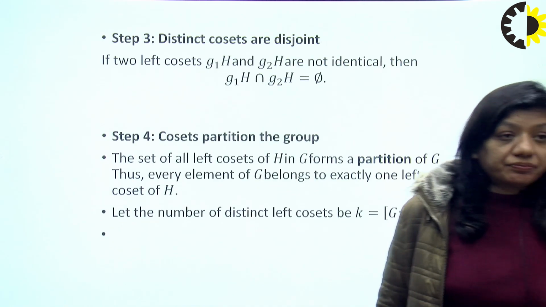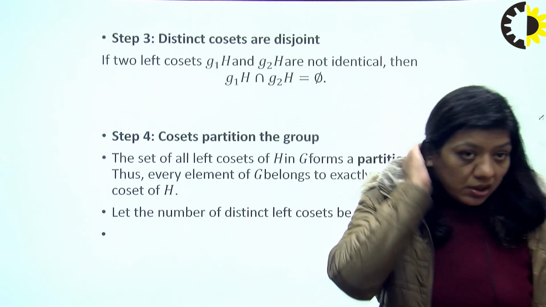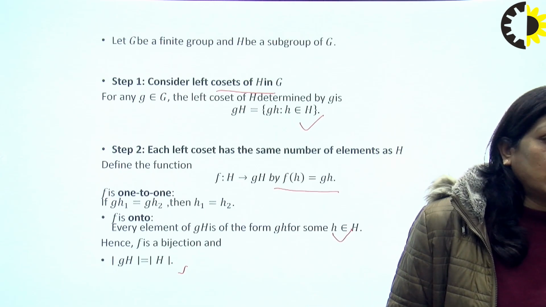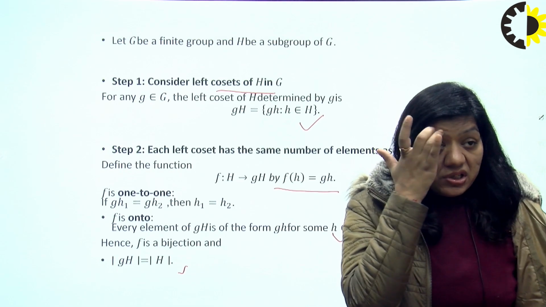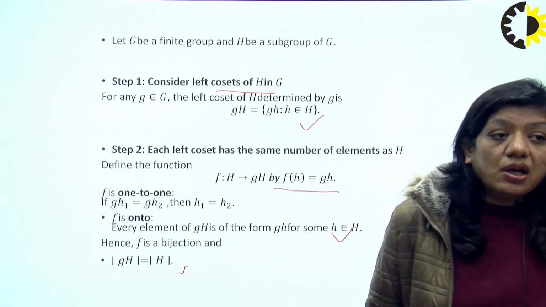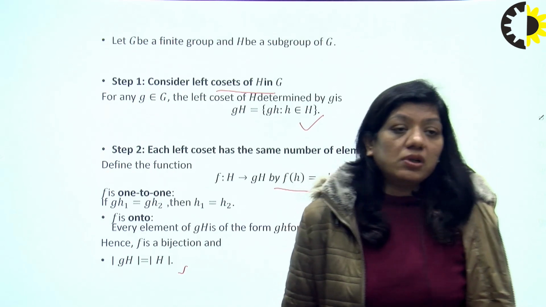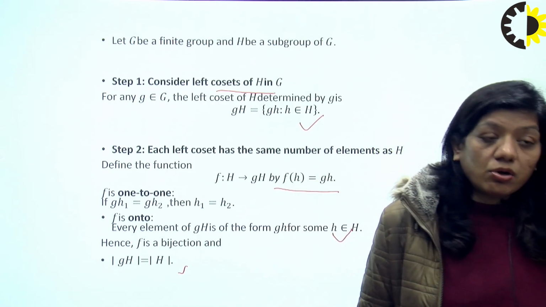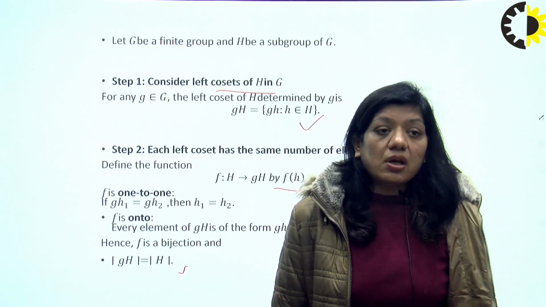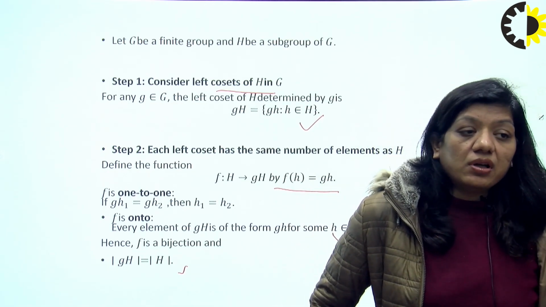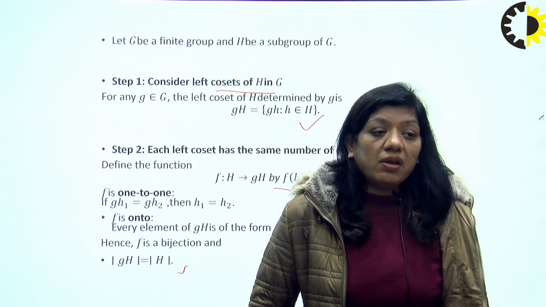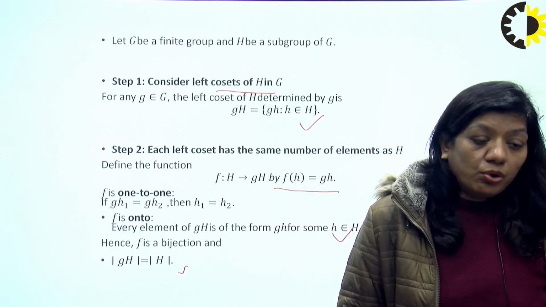So first, it should satisfy the property of left cosets of H in G: every left coset of H in G. Second property is each left coset has the same number of elements as H. Third, the function f should be one-to-one, and it should satisfy the property of onto.